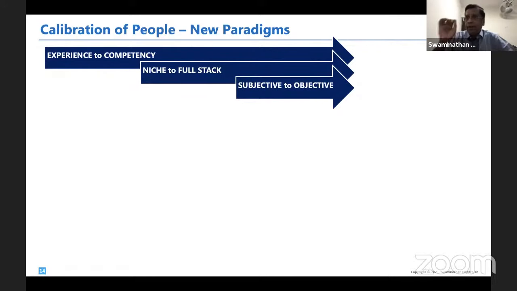I don't care whether you have 20 years of experience or 15 years. What is your level of competency? Second, niche to full stack, right? Are you capable of doing these things? You may be good in one, but can you also look at the other thing? Niche to full stack. Third one is subjective to objective in terms of interview, in terms of recruitment, onboarding, etc. Three things are rocking this industry. As a result, the way they are hiring, the way they are evaluating candidates is completely changing.